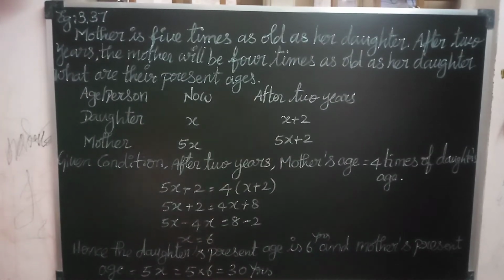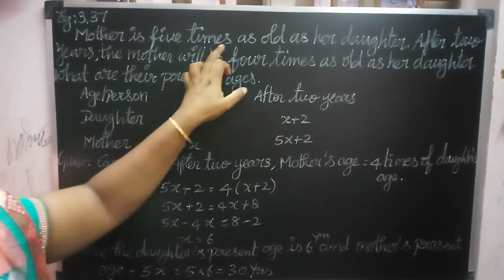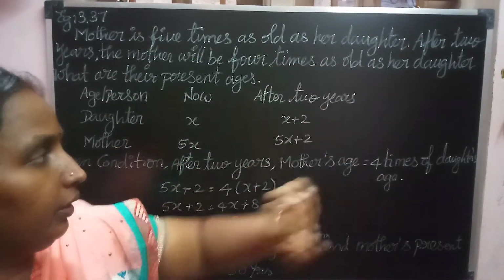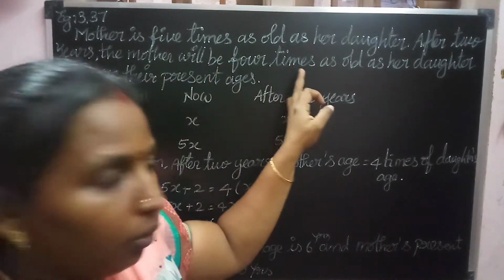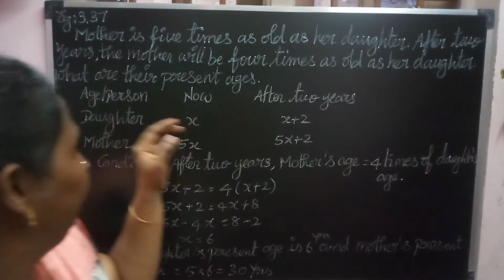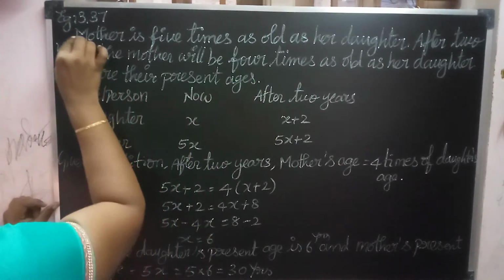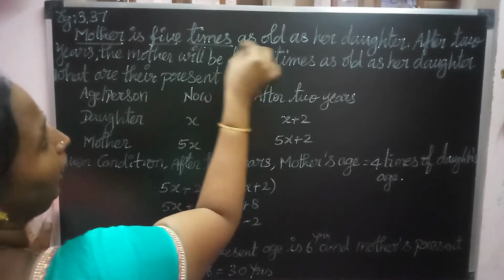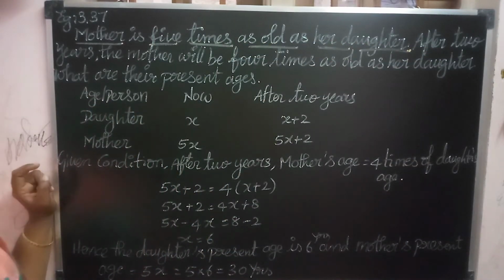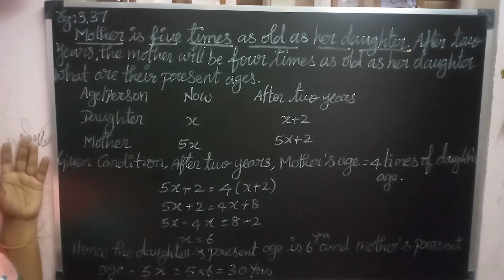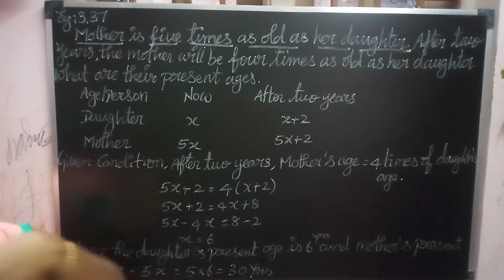Next we are going to see example 3.37. Mother is 5 times as old as her daughter. After 2 years, the mother will be 4 times as old as her daughter. What are their present ages? Given that mother is 5 times as old as her daughter, suppose the daughter is 5 years old, then the mother's age now is 5 into 5, which is 25.